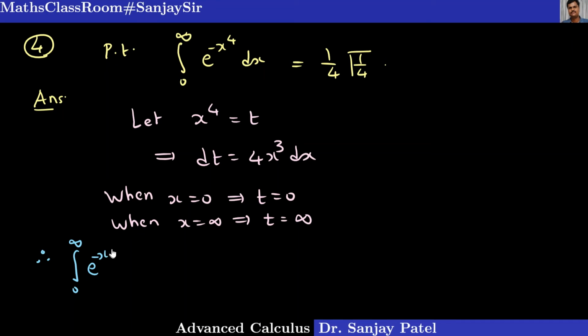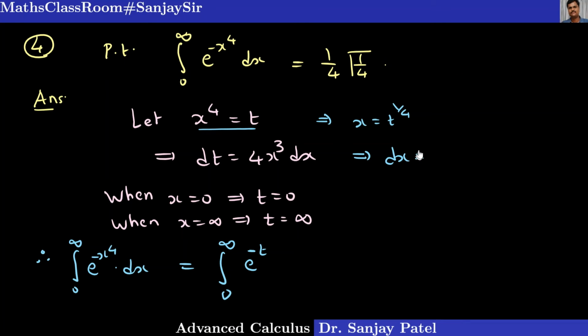e raised to minus x raised to 4 into dx, I can write as integral 0 to infinity e raised to minus t, because x raised to 4 is t, and this dt, from this I can write dt upon x cube. So what is x? Let me write this way. From this I can write x is equal to t raised to 1 by 4. That I can substitute here. So what I will get is dx by putting x is equal to t raised to 1 by 4 in this.